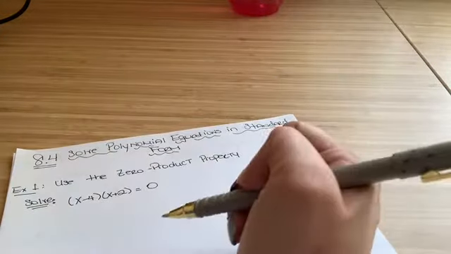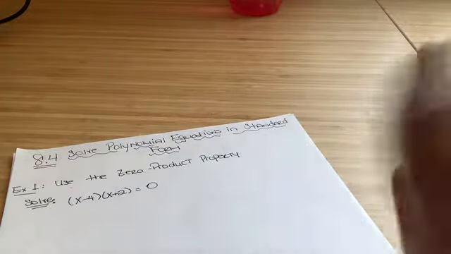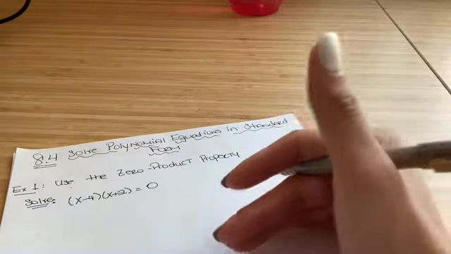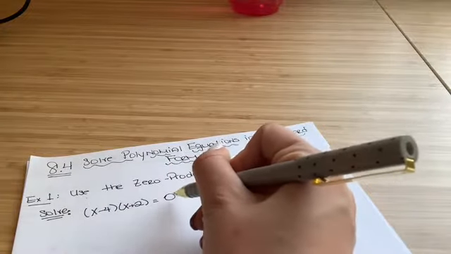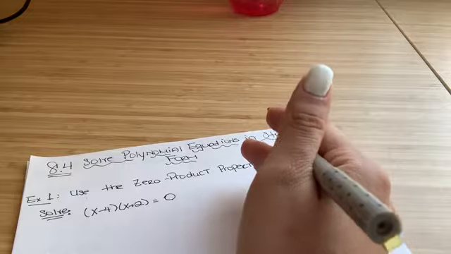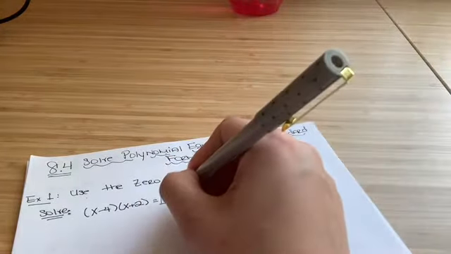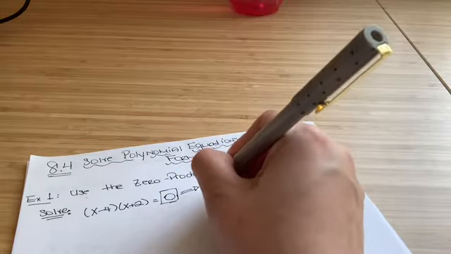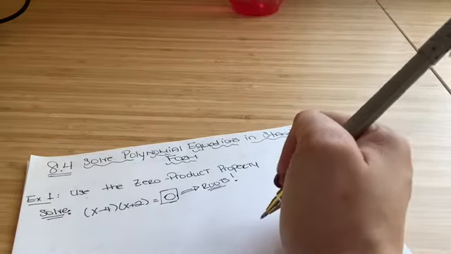So let's take a look at our first example, which is using the zero product property. Basically, what all this really means is when we are solving these equations in standard form, you always want it to be equal to 0, always. When you have it equal to 0, these answers are going to be called your roots. This is one of your vocabulary questions that you were quizzed on.